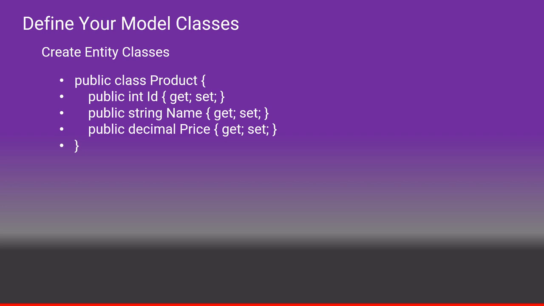Now, let us define our model. Entity classes like this Product represent database tables. Each property maps to a column. EF Core uses conventions to guess types and constraints, but you can override them using attributes or fluent API. This makes data modeling intuitive and close to business logic.